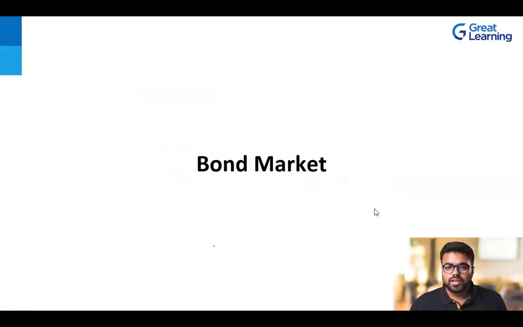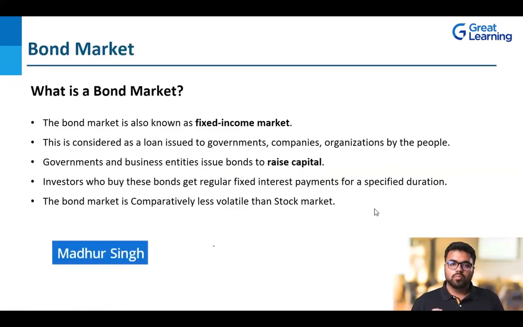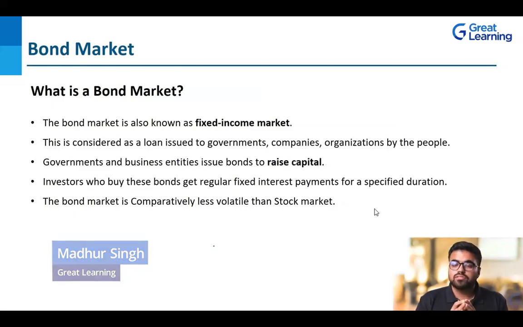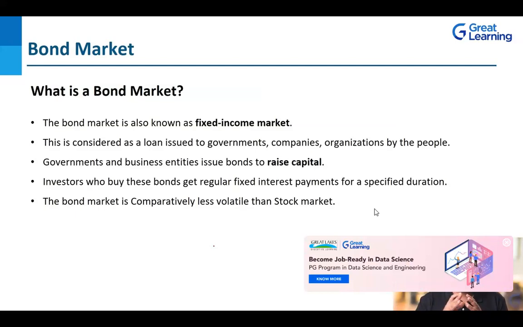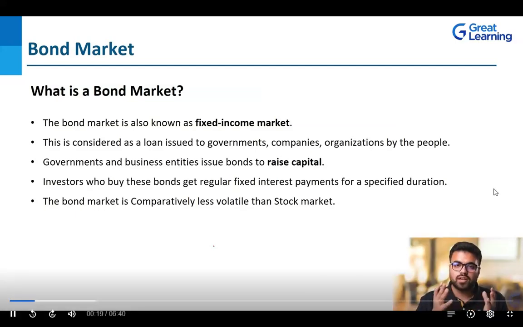Next, we talk about what exactly is a bond market. Now, bond market is also known as a fixed income market. This type of market is not very volatile. These are safe entities, right? This is also called a safe investor's haven.